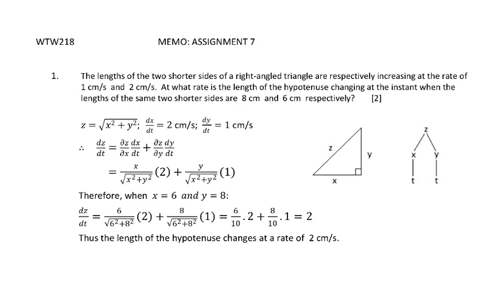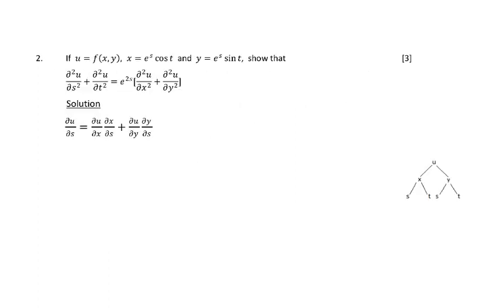Finally, we must find the value of dz/dt at the point when x is equal to 6 and y is equal to 8. The calculations show that dz/dt is equal to 2. Therefore, the length of the hypotenuse changes at the rate of 2 centimeters per second. That concludes the discussion of the first problem. So let's have a look at problem number 2.